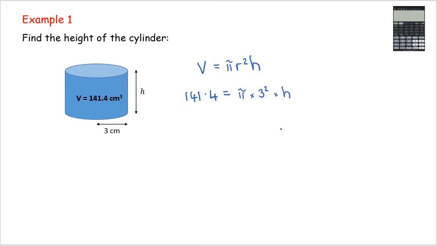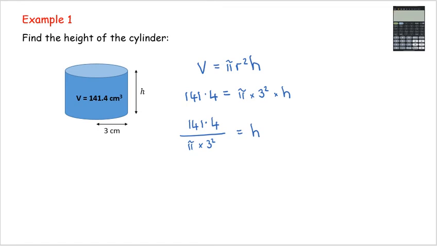Okay, so now what we're trying to do is isolate h, so get h by itself. In order to do that, I just take all the bits that are multiplying h, which is the pi times 3 squared, and I'm going to divide both sides by that. So what I end up with is 141.4 divided by, or over, pi times 3 squared. And that is equal to h by itself. So there we go, we now have h in terms of just these numbers.